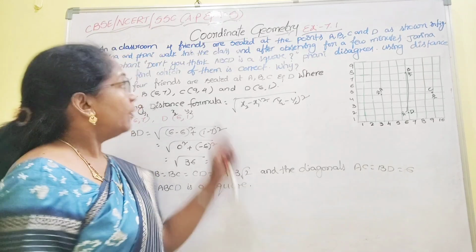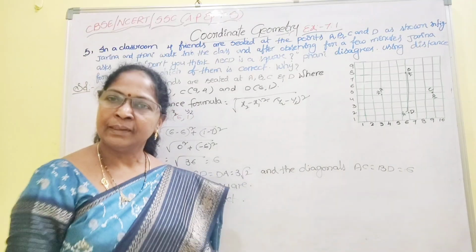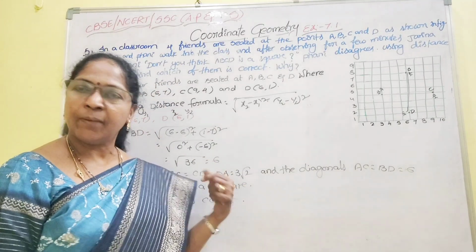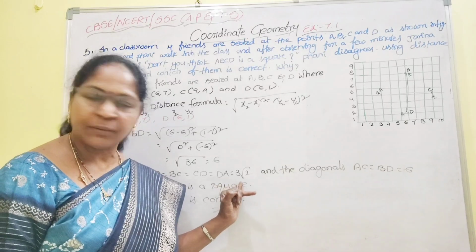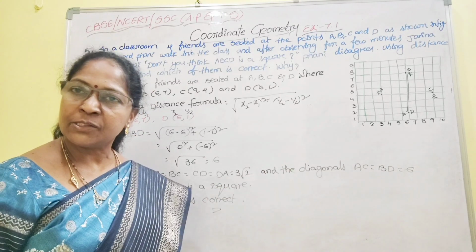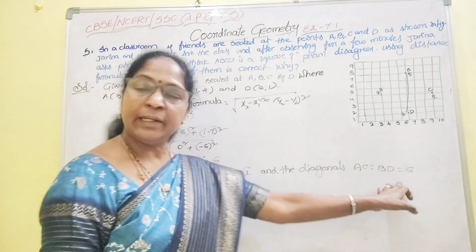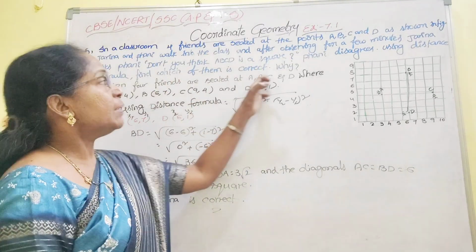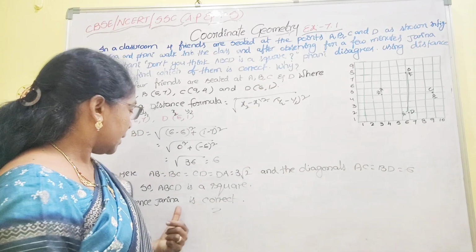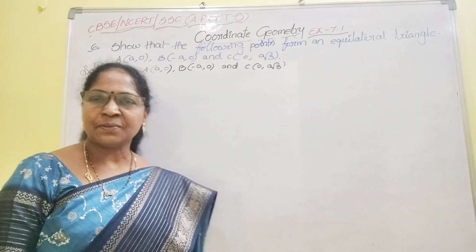Here, who is correct, Jarina or Funny? Here four sides are equal, where AB equal to BC equal to CD equal to DA, that equal to 3 root 2, and two diagonals are also equal, where AC equal to BD, that value equal to 6. So here which of them is correct and why? Jarina is correct.